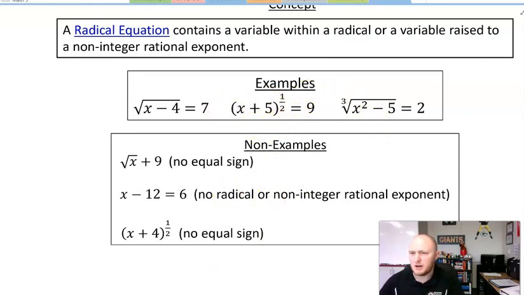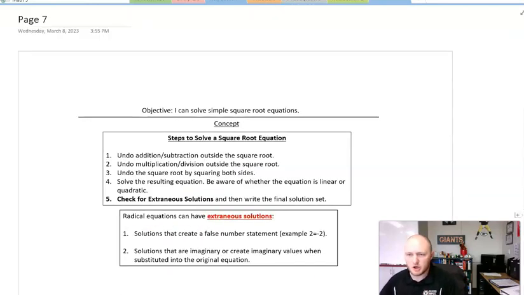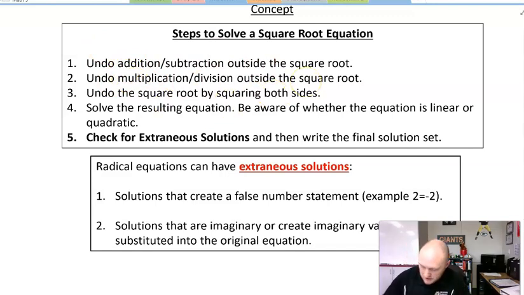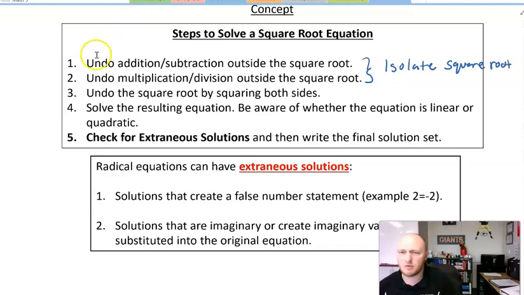Okay. Some non-examples, these are not radical equations. We don't have an equal sign. Here I don't have a square root symbol. And then again here, no equal signs. Our steps in order to solve a square root equation are the same as previously. Steps 1 and 2, you're really isolating the square root or the cube root symbol. So steps 1 and 2, sometimes you have one of them, sometimes you have none of them, sometimes you have both of them. Okay, and this is just really order of operations in reverse.